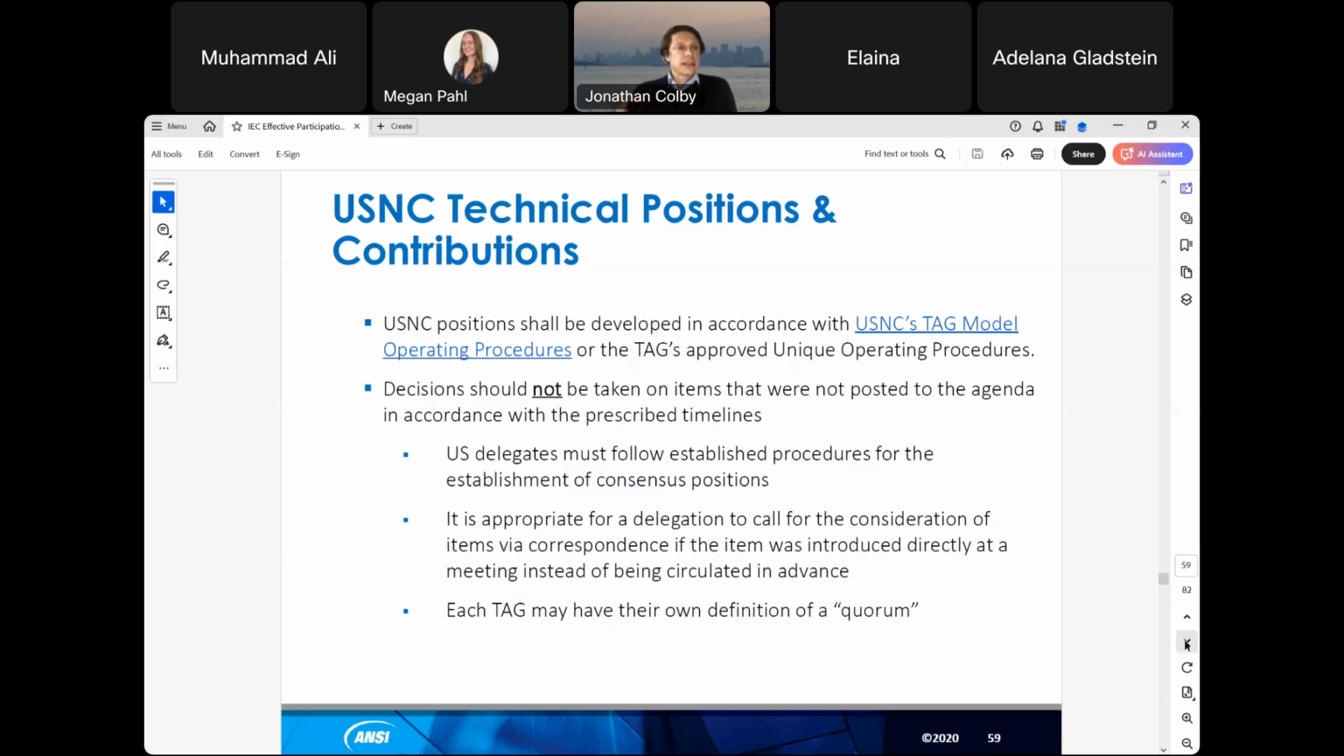So again, some of those sensitivities around the differences in language and using, as Elena described, a global English is really encouraged. And a final note on this slide, each TAG is allowed to define their own quorum requirements. And so as you're preparing for a meeting and as you're establishing positions, make sure your TAG is following its unique quorum definitions for voting and consensus building. Next slide, please.